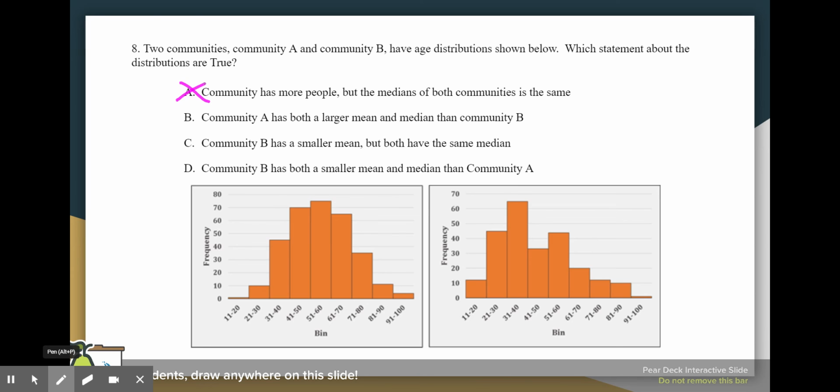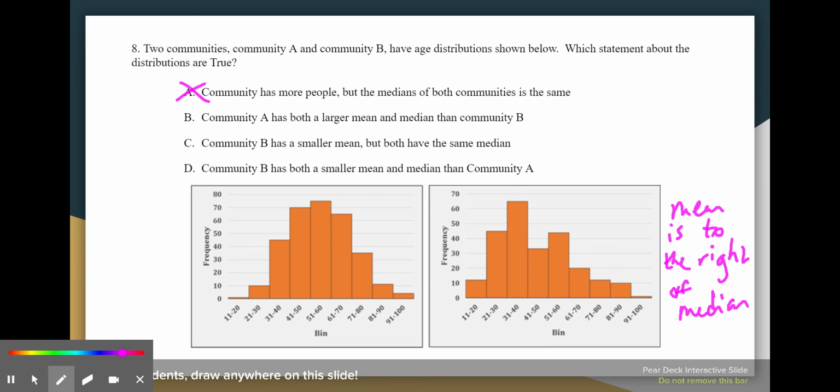Well, let's talk about the spread. So community A is symmetric, which means the mean and median are about the same. Community B is skewed right because the information is mostly on the left. So that means the mean is to the right of the median. So community A does not have both a larger mean and median. It probably has about the same median, but community B would have a larger mean. Community B has a smaller mean, but both have the same median.